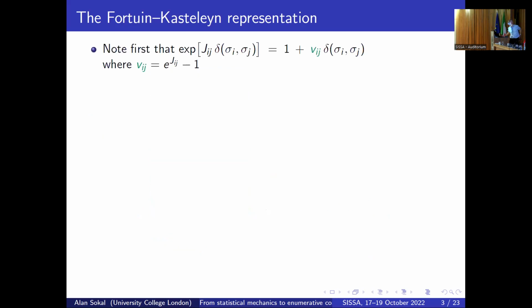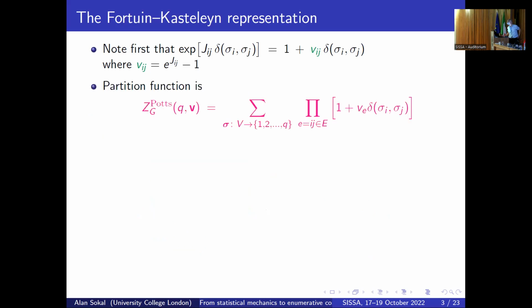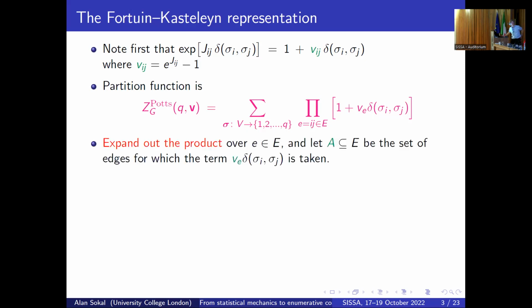But anyway, first of all, just note that the exponential of a delta function is just 1 plus a constant times a delta function. There are only two different energy states. And so the partition function is the sum over all spin assignments on the lattice, product over edges, of this 1 plus V delta. And you expand out this product over the edges just by the distributive law. Let's let A be the set of edges for which the V delta term is taken.